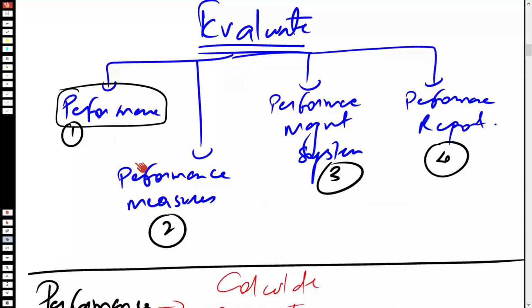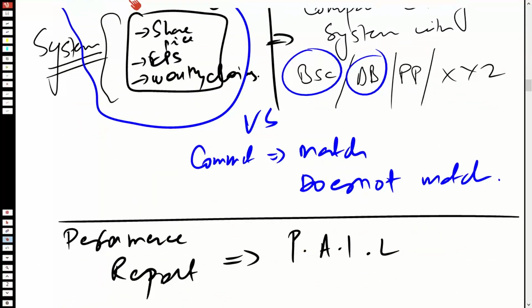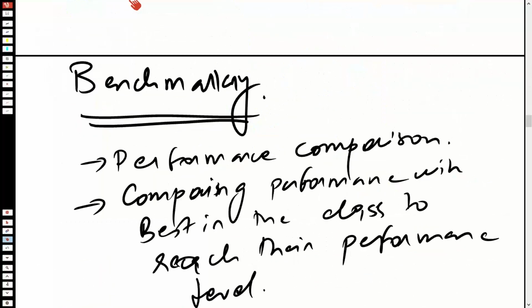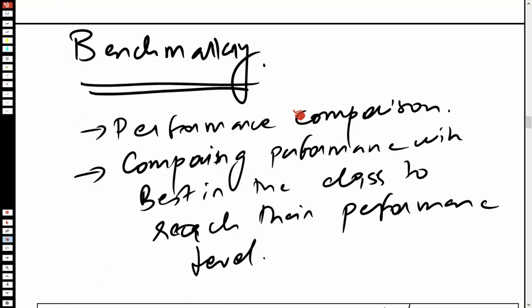We moved a bit forward. We discussed that there are usually 4 different types of examination questions that come across. That includes evaluation of performance, evaluation of performance measure, evaluation of performance management system, and evaluation of performance report. All of these things were discussed. Then I moved forward and attempted one of the examination questions, and that question also included an area termed benchmarking. So I went through benchmarking also.